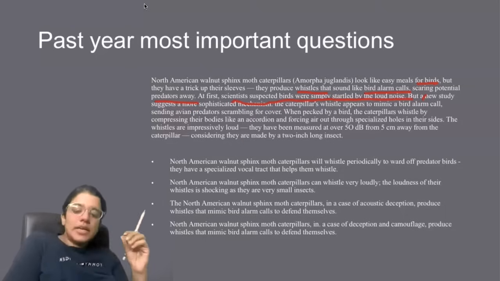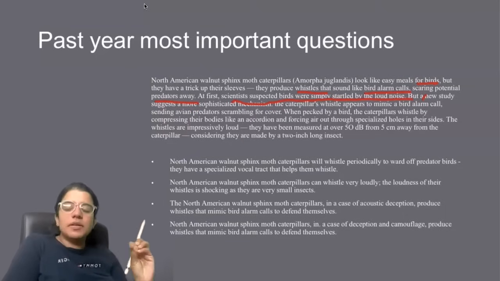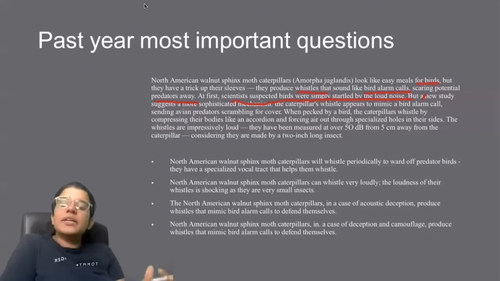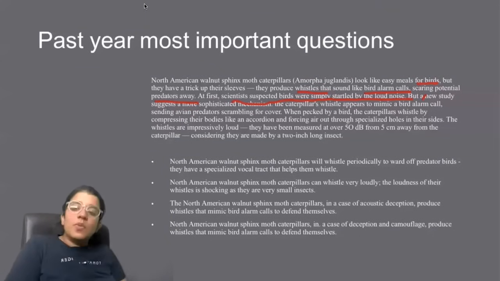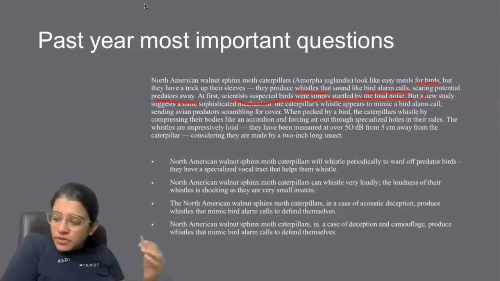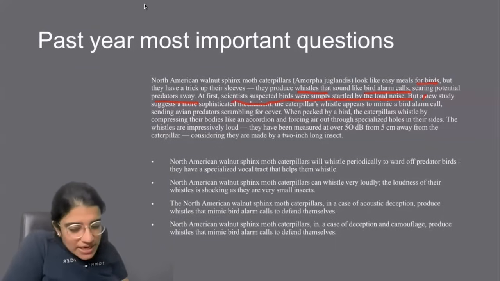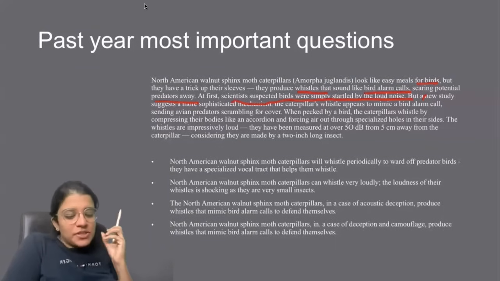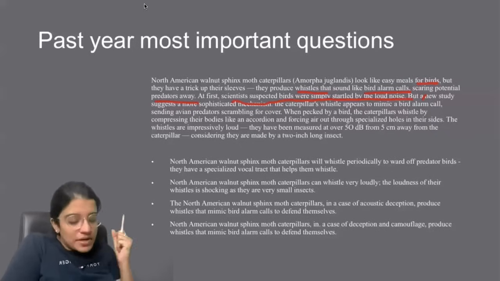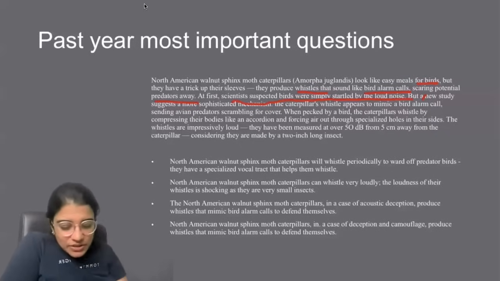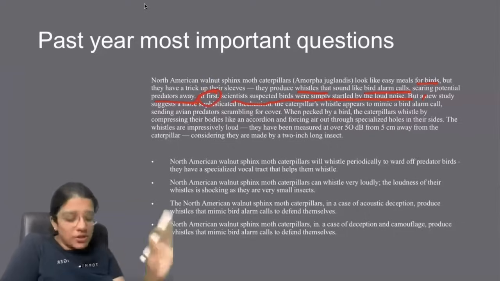तो पैराग्राफ में क्या लिखा है कि जो नॉर्थ अमेरिकन मॉथ कैटरपिलर्स है, ये बहुत ही इजी मील्स होते हैं बर्ड्स के लिए, तो इन्हें खुद को सेव करना पड़ता है. Now what do they need to do in order to save themselves? Right, they produce a trick, right? And what trick do they produce? They try to produce whistles that sound like bird alarm calls, scaring the potential predators away. At first, scientists ko kya laga? That these birds were just startled or shocked by the noise.